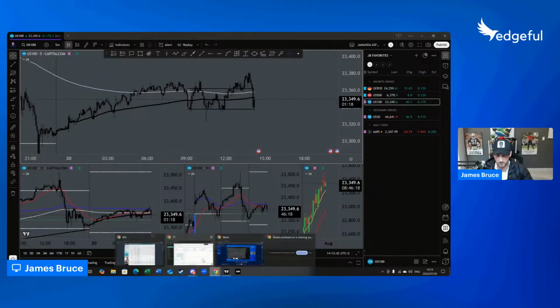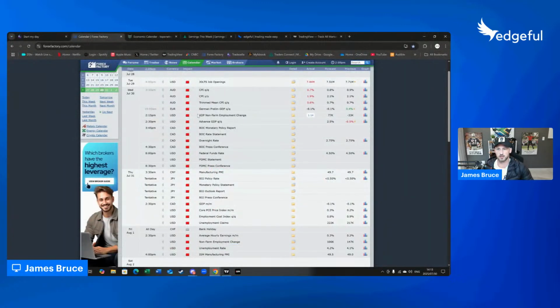But just keep in mind, we do have some news releases here, as I said, now at 2:15 South African time, and then advanced GDP at 2:30 South African time. So that's in the next 15 minutes as well. And then obviously FOMC later on today at 8 p.m. South African time, which would be 2 p.m. Eastern. So keep that in the back of your mind.